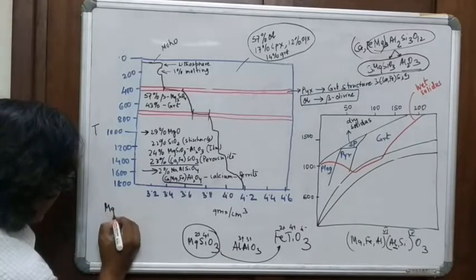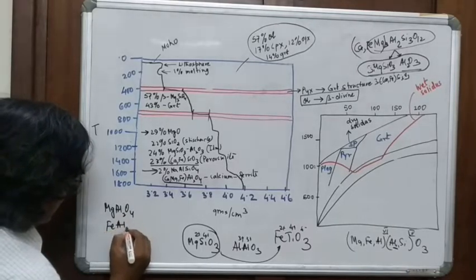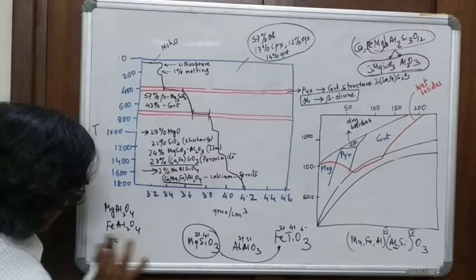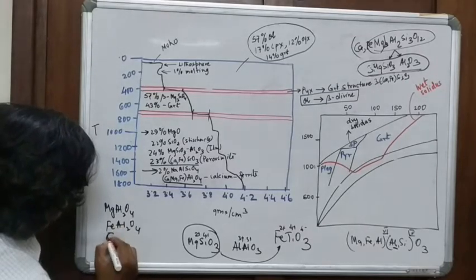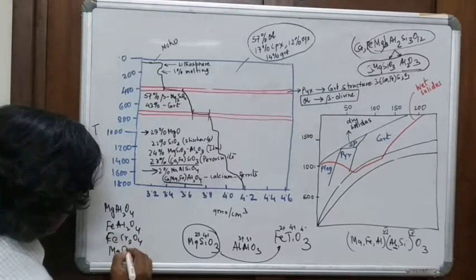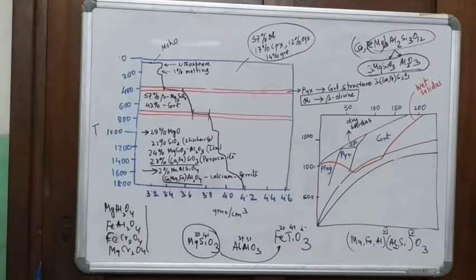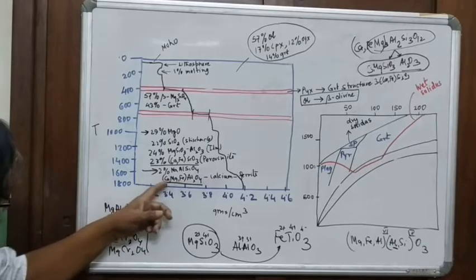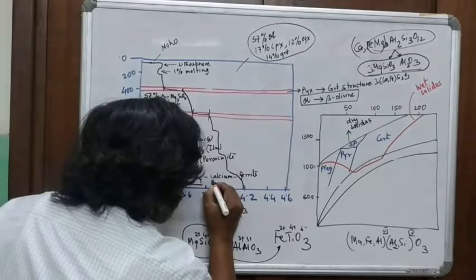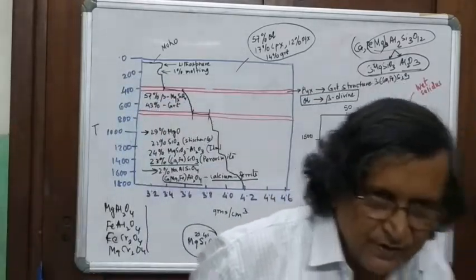Spinel has a formula MgAl2O4 or FeAl2O4, or for example FeCr2O4, MgCr2O4. So these have spinel-like structures. But these structures are not there. They don't have a spinel-like structure. They have a calcium ferrite-like structure. These are very, very complex structures.